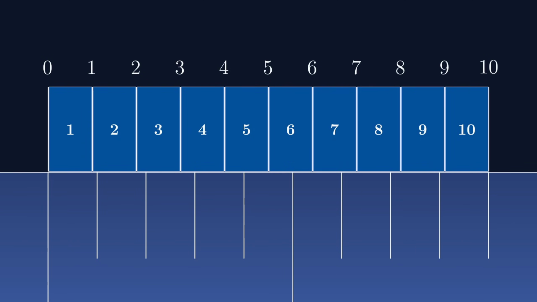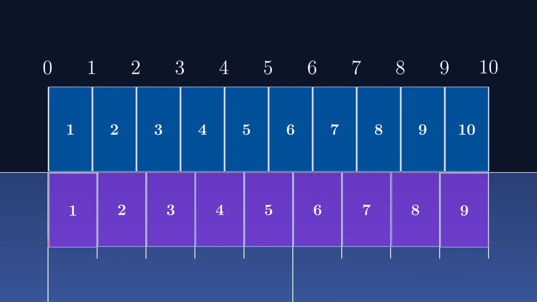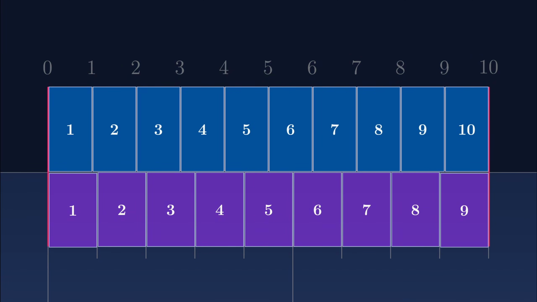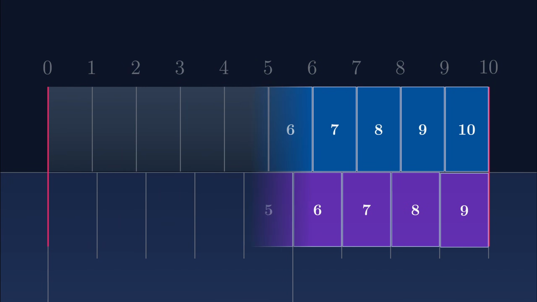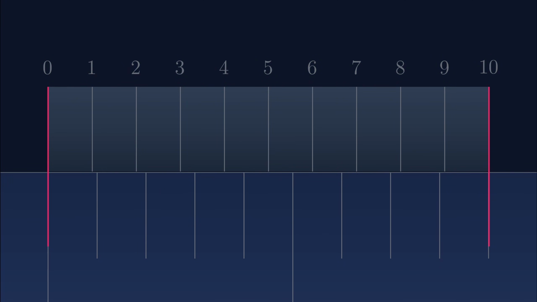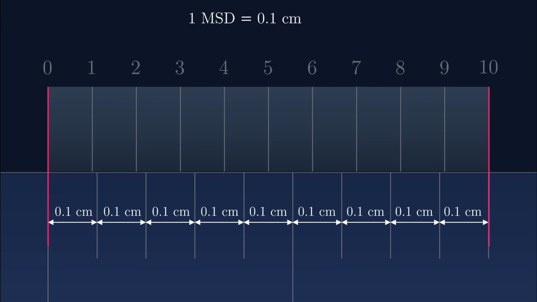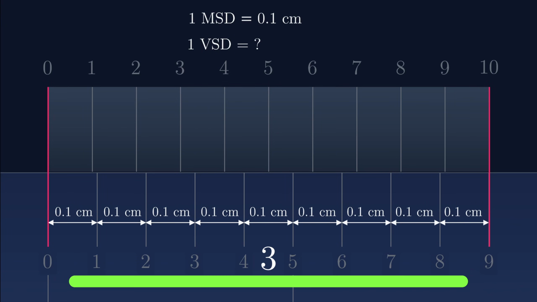Now, pay close attention to this. There are a total of 10 VSDs, 10 small divisions on the Vernier scale, and these 10 divisions align perfectly with 9 divisions on the main scale. We know the length of a small division on the main scale, the MSD, is 0.1 centimeters. So, what is the value of 1 VSD? Take a moment and try to calculate it yourself.